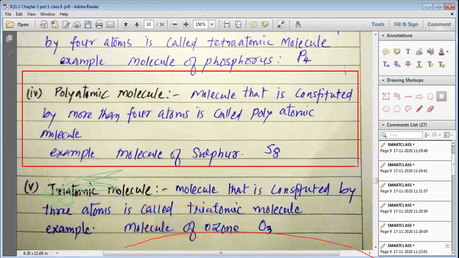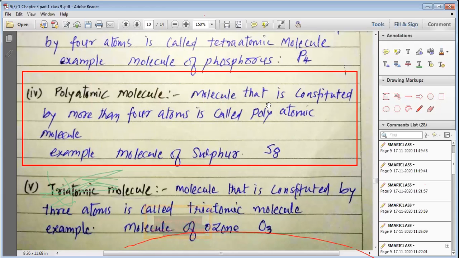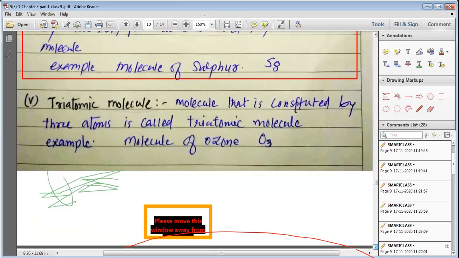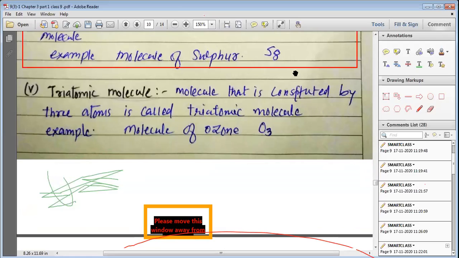A molecule that is constituted by more than four atoms is called a polyatomic molecule. For example, we have sulfur, which is made up of 8 atoms, and that is why S8 is called a polyatomic molecule. Now we want to study the definition of triatomic molecule, my dear students.